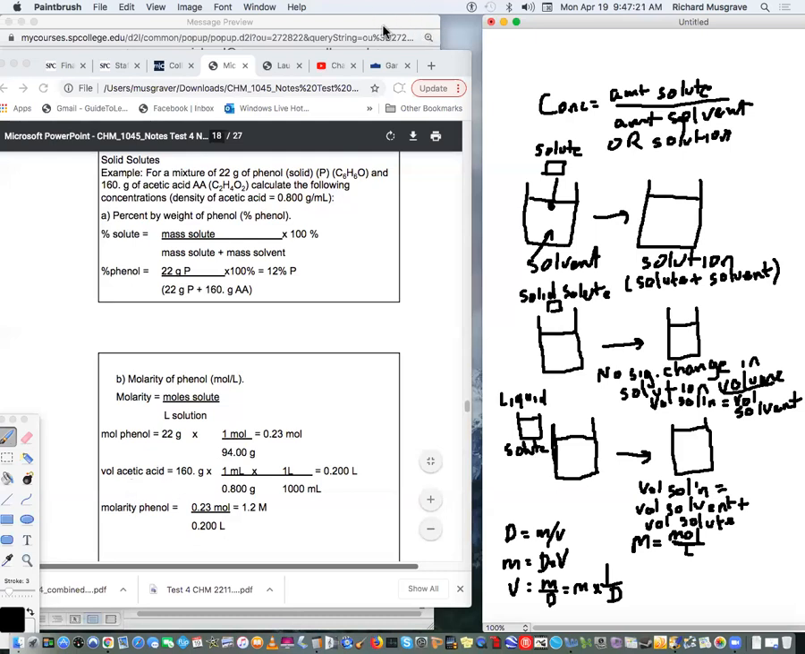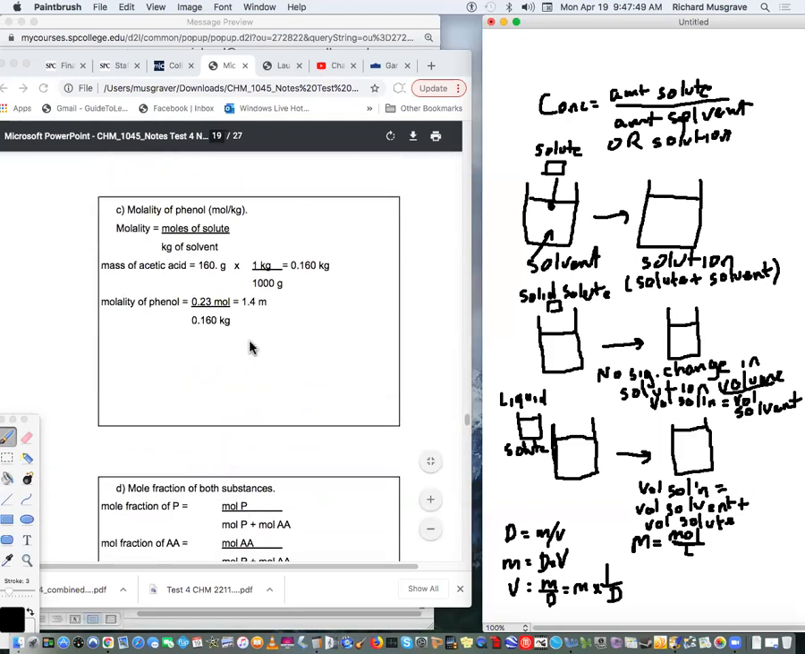All right, how do you feel about molarity? Five, four, three, two, one. All right, so most people are on board. Does anybody have any questions? Okay.